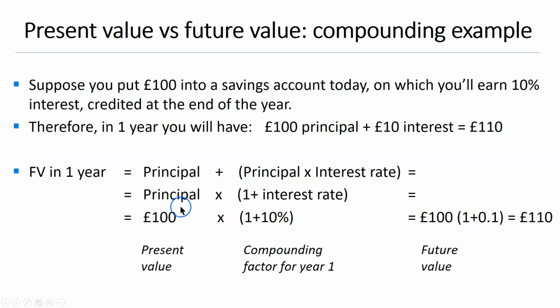Future value in the first year is equivalent to the present value of your principal, £100, times the compounding factor. The compounding factor is simply a unity plus your interest rate. At the end of the first period, there are no powers involved. You only add 10%, and that's it. And your future value will be equal to £110. Very simple. After 1 year.